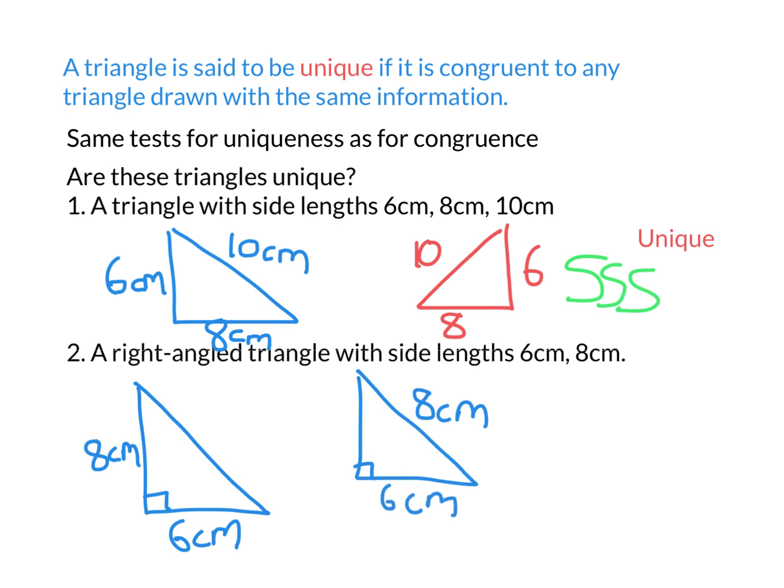These two triangles are not congruent. We can't use SAS because this is not the angle in between the two sides. We can't use RHS because we don't have the hypotenuse here.